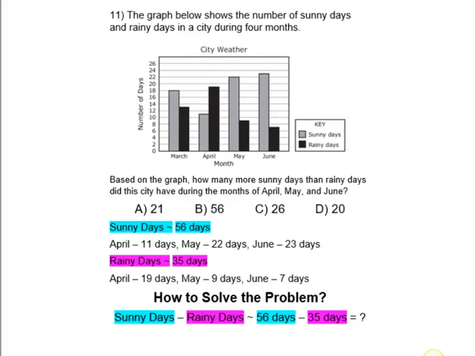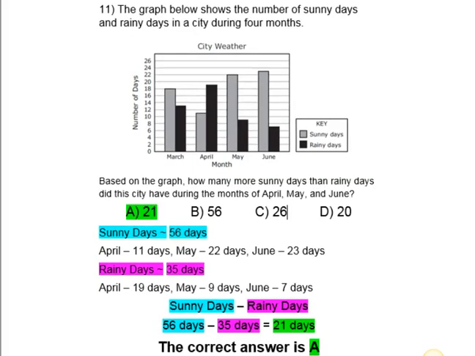How do we need to solve the problem? We need to subtract the sunny days and the rainy days. 56 days minus 35 days is equal to what? And this will be our correct answer. Let me see if you can guess which answer is correct. If you said A, 21 days, you are correct. 56 days minus 35 days is equal 21 days. Let's move to question number 12.